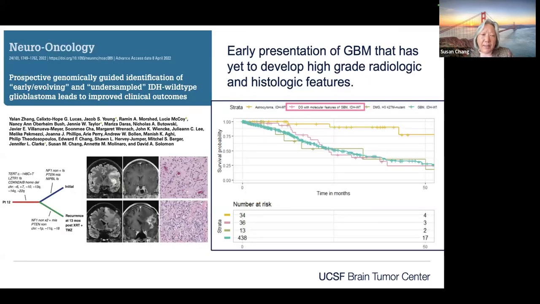And we've looked at this in a more global fashion at UCSF, where this publication by David Solomon in 2022 has a cohort of patients that we consider molecular GBM. And you can see that those patients with the molecular features of glioblastoma IDH wild type, their survival follows the classic IDH wild type patients. So this is important in terms of understanding the prognosis of the patients.